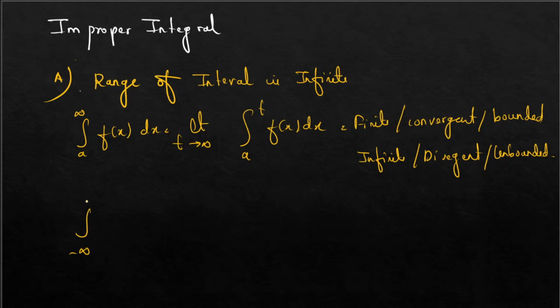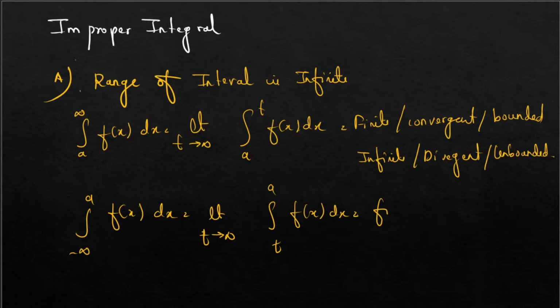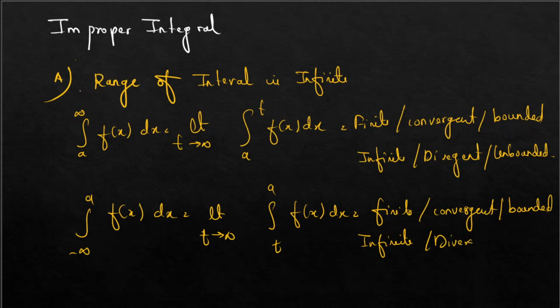So minus infinity to a of f of x dx, which is limit t tends to minus infinity, t to a of f of x dx, which is finite: convergent, bounded, infinite: divergent, unbounded. All right.